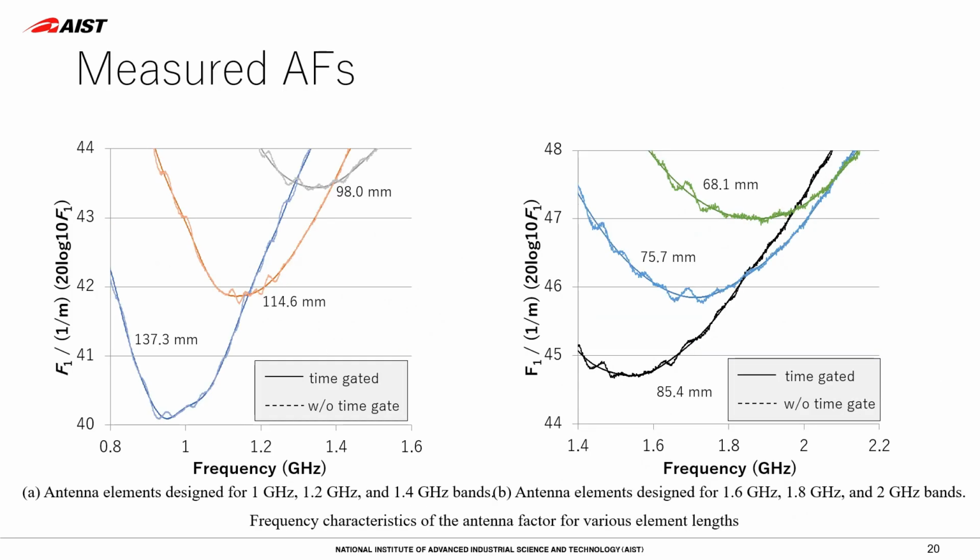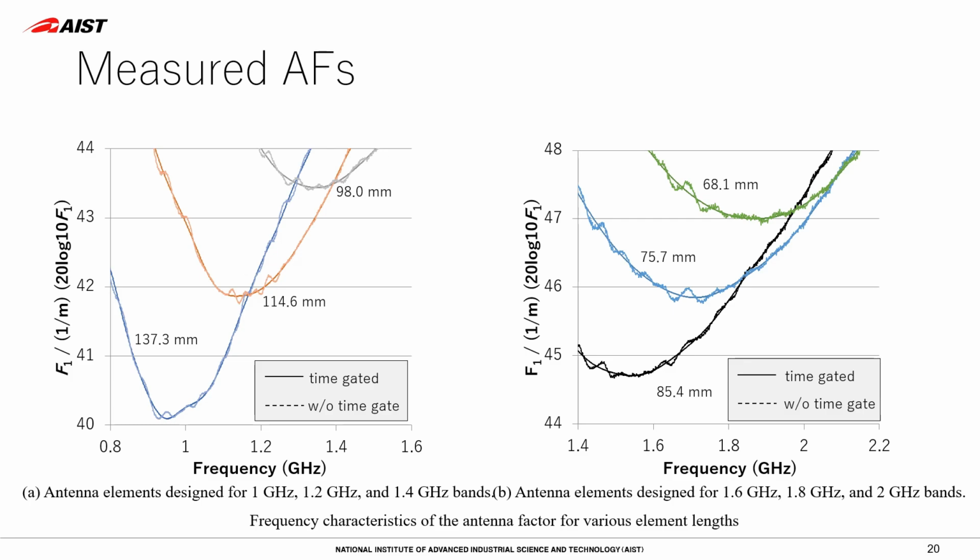These are the frequency characteristics of the antenna factor for each antenna element length employed in the measurement. The dipole antenna used in this study has replaceable antenna elements, and 6 element lengths designed for 1 GHz, 1.2, 1.4, up to 2 GHz band operation are selected for the best sensitivity against the target frequency range. The left figure contains the frequency characteristic of the antenna factor for 3 antenna elements from 1 GHz to 1.4 GHz, and the right figure shows those for the remaining ones.